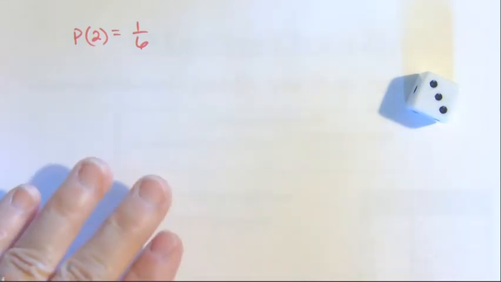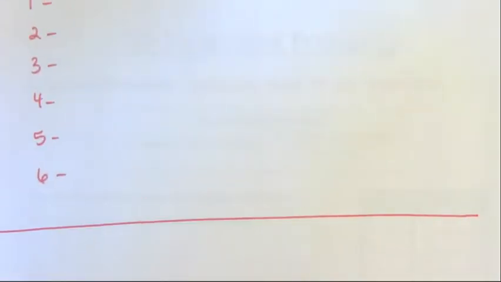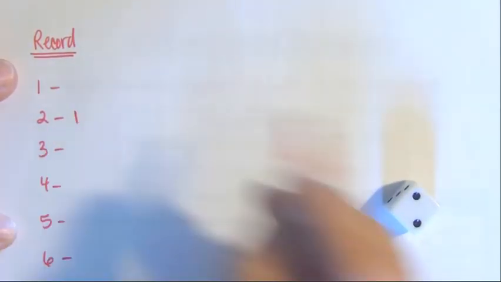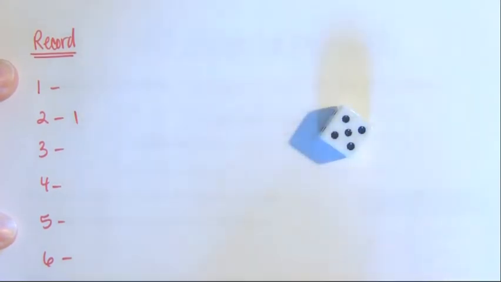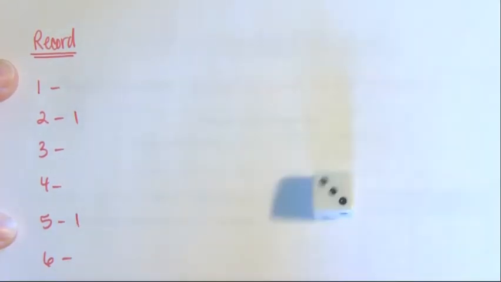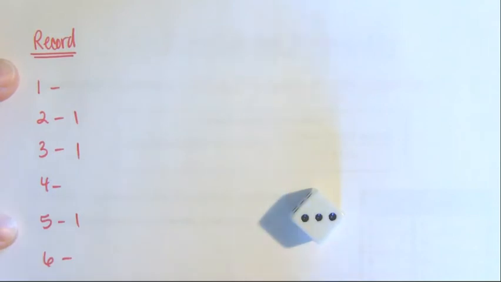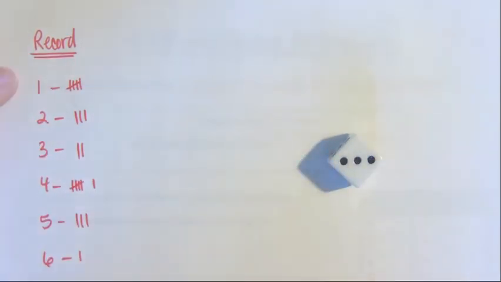So an experimental probability would be where I actually roll this die a bunch of times and then I keep track. I take a record of what I get. So I just got a 2. Oh, I'm getting up to 2s today. I got a 5. And I would just keep going and going until I get a whole bunch of different tally marks here. So you see, I just rolled this die 20 different times and I recorded what I got.